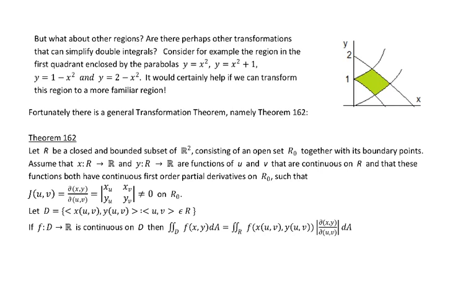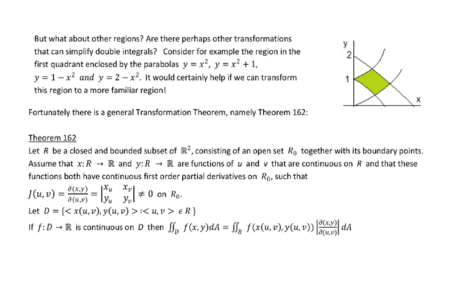We start off with a set R that is closed and bounded. It consists also of an open set R0, the interior of R, together with its boundary points. Furthermore, we assume that we have two continuous functions on R, u and v, that is the functions x and y, that have continuous first-order partial derivatives on R0. We also assume that the Jacobian of this transformation, which we denote by J(u, v), defined by the matrix that you can see there, is not 0 on R subscript 0.